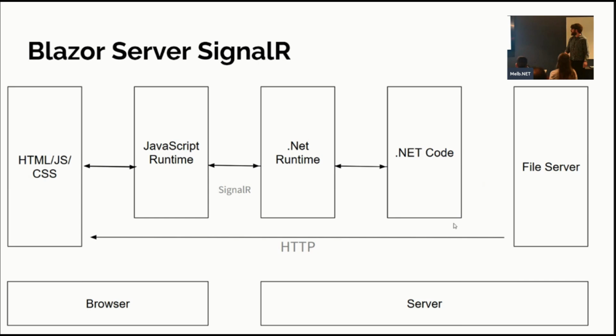SignalR came out at about the same time. The big difference between these two is your .NET Runtime and .NET Core are happening on the server. And then we've got SignalR, which is mostly WebSockets, to join them together. So a lot of the code you write in Blazor will run almost identically in the browser. The difference is where that code is running.